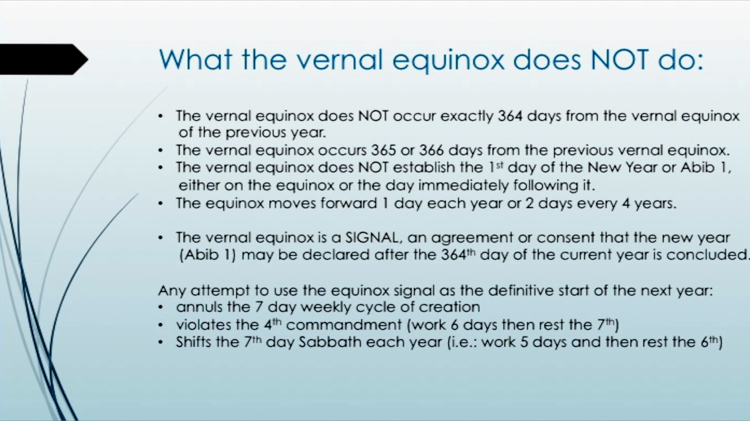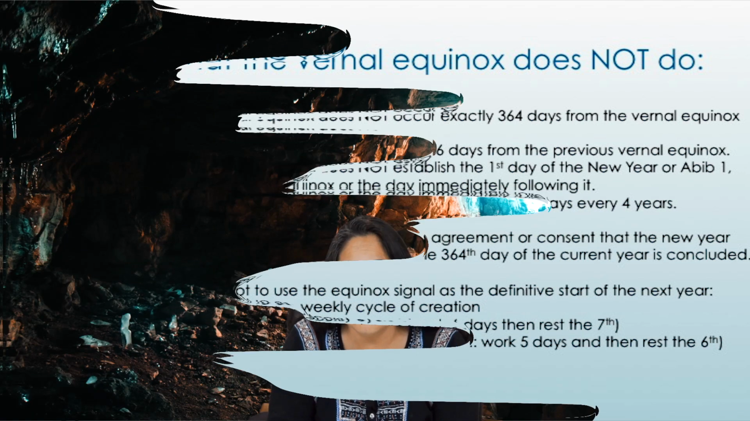Now, the vernal equinox is a signal. It's an agreement or a consent, a witness that the new year, Abib 1, may be declared after the 364th day of the current year has concluded. It doesn't matter if the equinox occurs on day 362. You cannot begin your new year on the next day because you would have only worked 3, 4, 5 days and then rested on the 6th day.